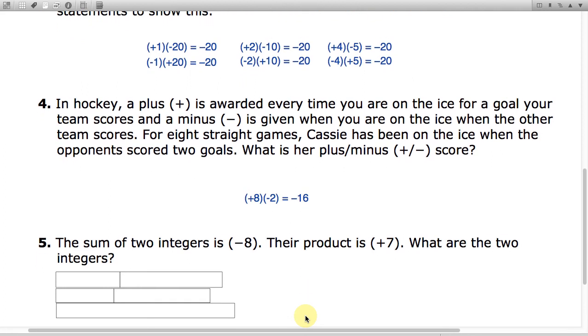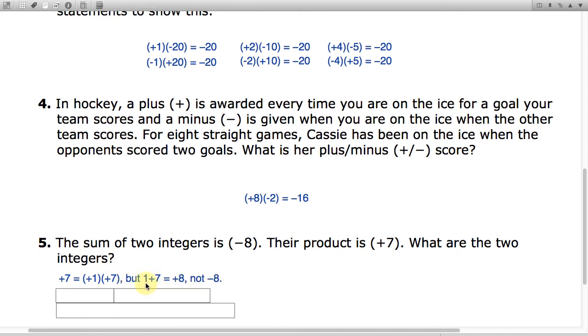And next it says we have the sum of 2 integers is -8. Their product is 7. What are the 2 integers? So if we start with a product, we may look at this. We may say, well, +7 is equal to +1 times +7.